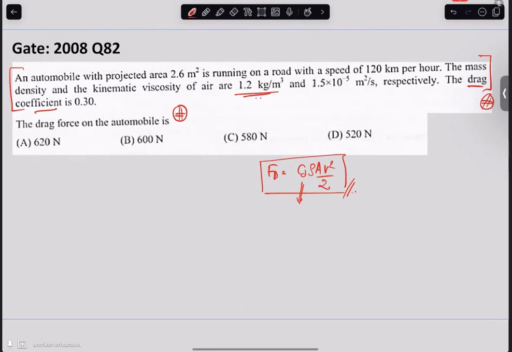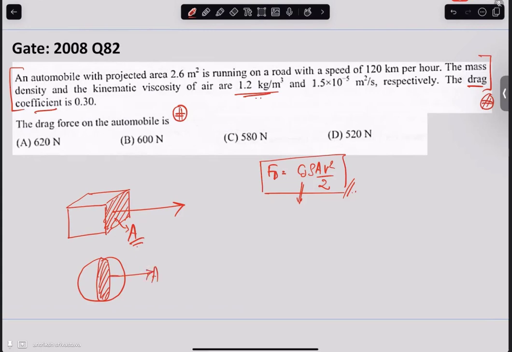So if you have a rectangular cube, let's say, and you are moving this cube in such a way that one face of the cube is experiencing the wind on the surface, then the area of that face is going to be that area. If you have a sphere, then the maximum circle area of that sphere is going to be the projected area. So that is also given to us directly for the car. Velocity is the rate with which the object is moving. That is also given to us, 120 kilometer per hour.